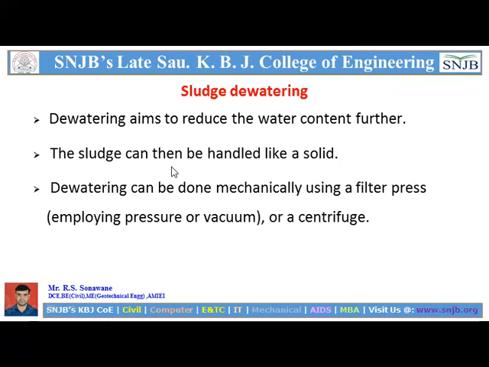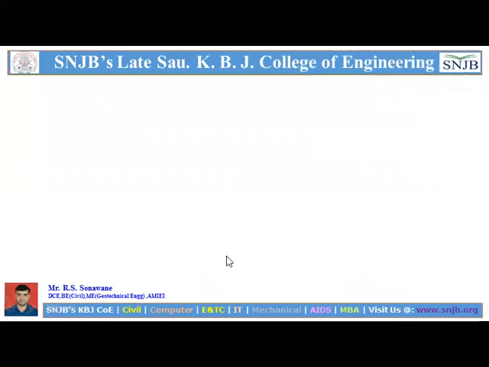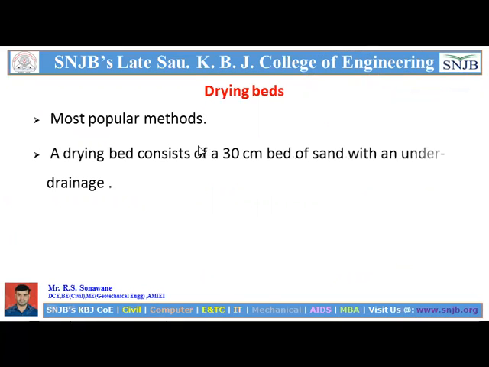Dewatering can be done mechanically using a filter press, employing pressure or vacuum, or centrifuges. It can also be done using a drying bed, which is the most popular method. A drying bed consists of a 30 centimeter bed of sand with an underdrain.